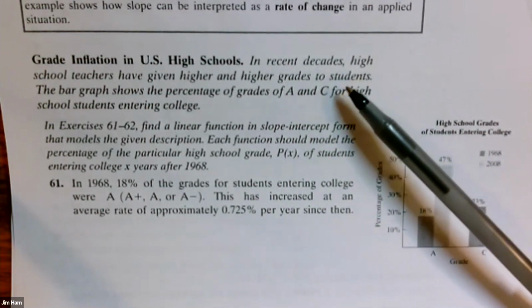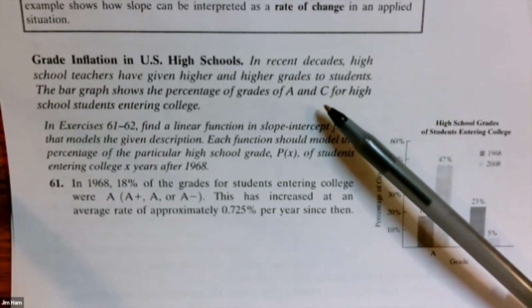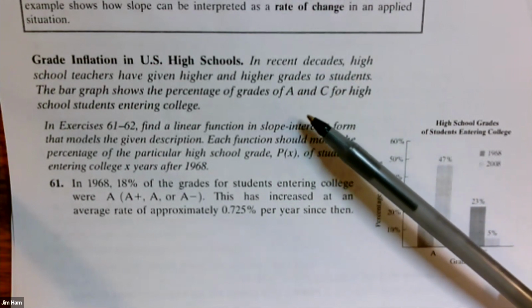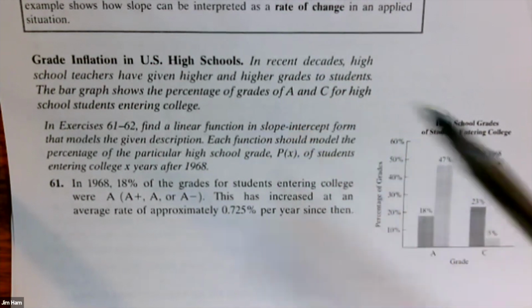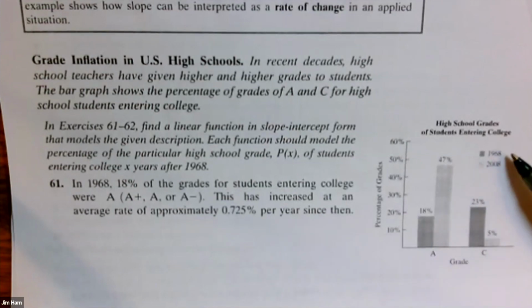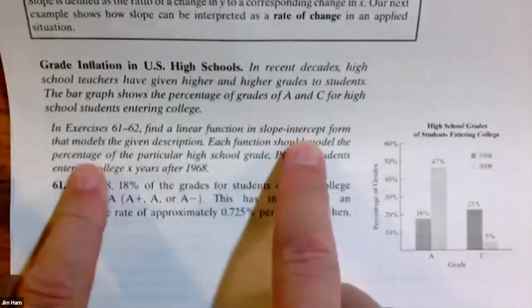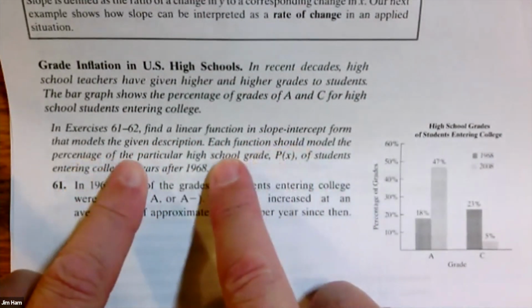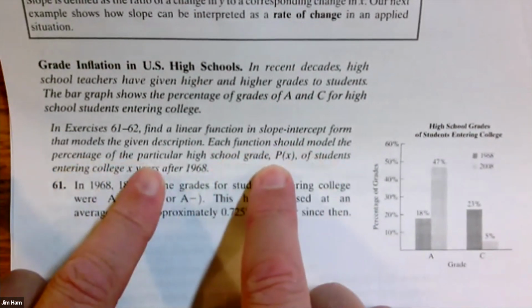In recent decades, high school teachers have given higher and higher grades to students. The bar graph shows the percentage of A grades and C grades for high school students entering college for 2 years, back in 1968 and then in 2008. So it's a 40-year difference. And they looked at all the grades, and it says find a linear function in slope-intercept form that models the given description.